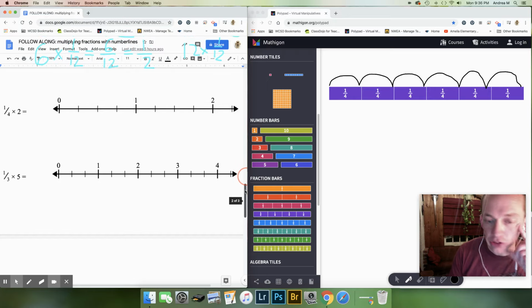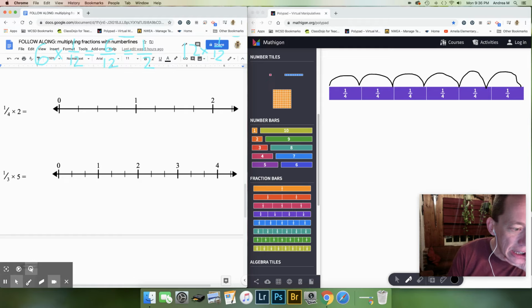All right, let's check this out. So number lines are not always going to be perfectly labeled for us. Sometimes you're going to see them like this. Doesn't mean anything different. You just have to stop and think, okay, what this might look like.